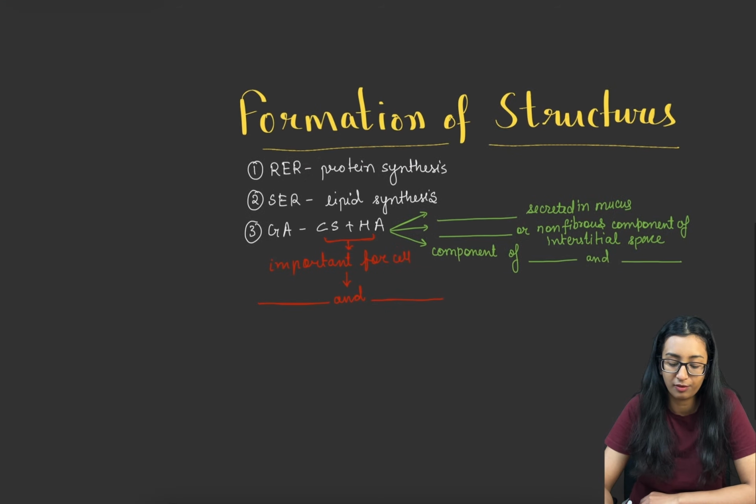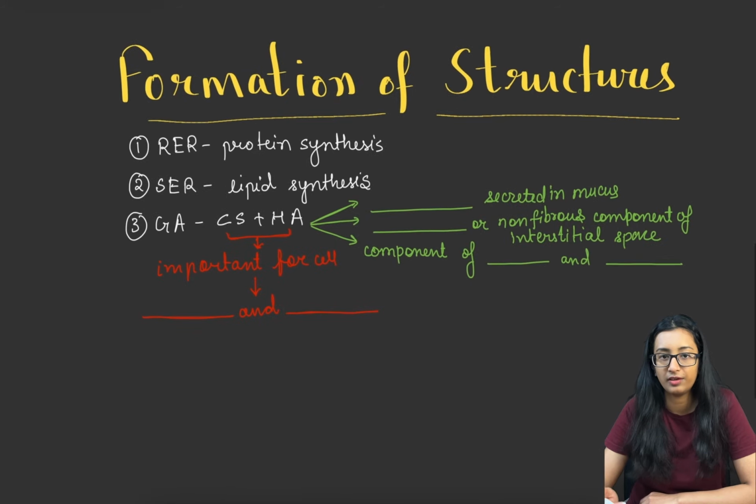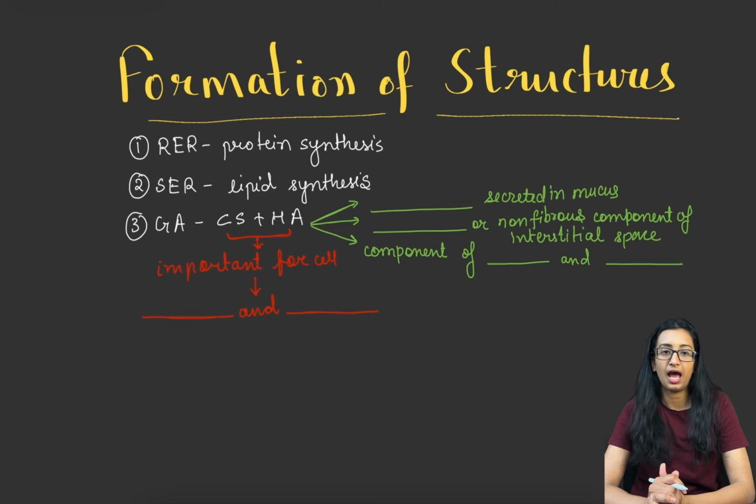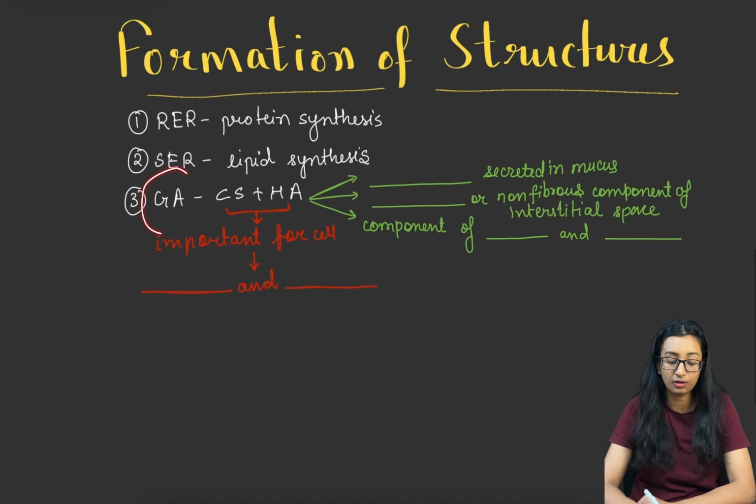Now, from where does the formation of structures happen? Like we have already discussed, it happens in the endoplasmic reticulum, that is, rough endoplasmic reticulum and smooth endoplasmic reticulum, and the Golgi apparatus. In the rough endoplasmic reticulum, there is formation of protein. In smooth endoplasmic reticulum, there is synthesis of lipid. In the Golgi apparatus, I have mentioned chondroitin sulfate and hyaluronic acid.